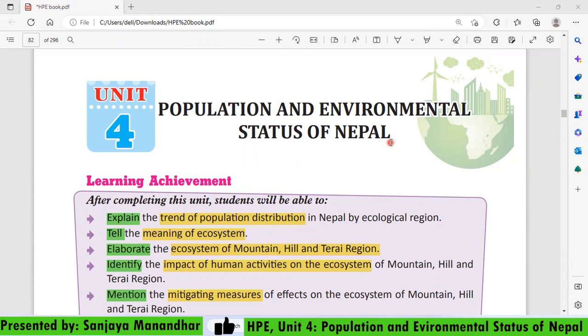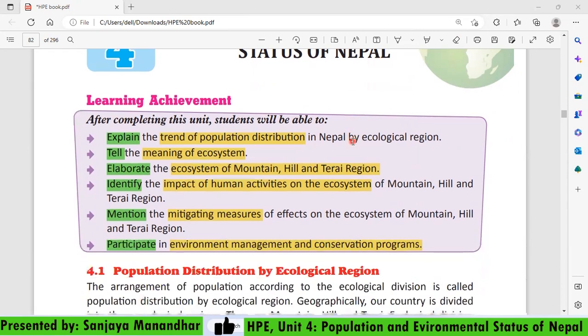Some of the students have got confusions or they need this chapter. So at their request, I brought this one today. Today we are discussing unit 4, population and environmental status of Nepal.